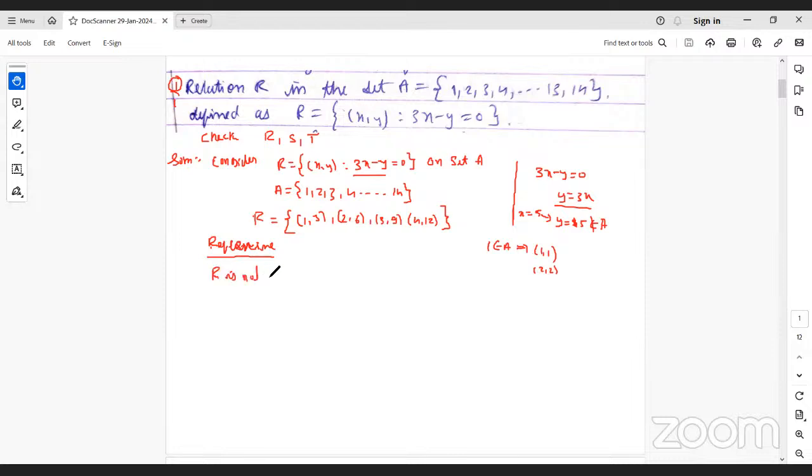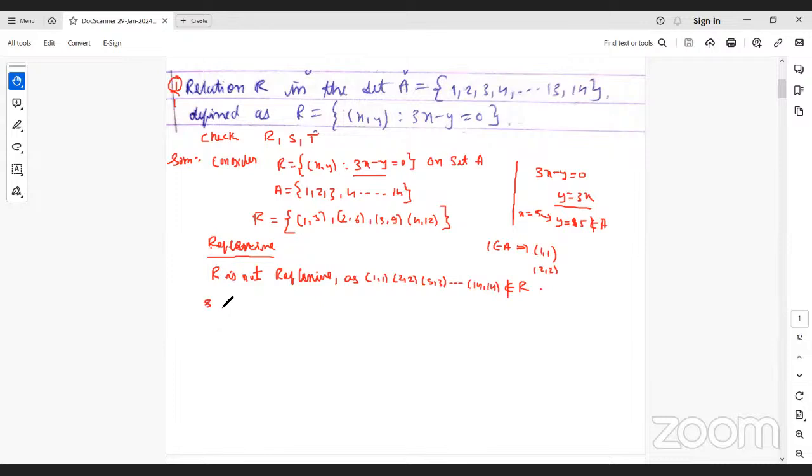R is not reflexive. When you are writing R is not reflexive, you also need to write the reason why it is not reflexive. So what will be our reason? Here see, 1,1, 2,2, 3,3 and so on up to 14,14. These ordered pairs are not present in R. Because of this reason, we say that R is not reflexive. If you are writing R is not reflexive, you need to give the reason. If you write R is reflexive, you also need to give the reason.